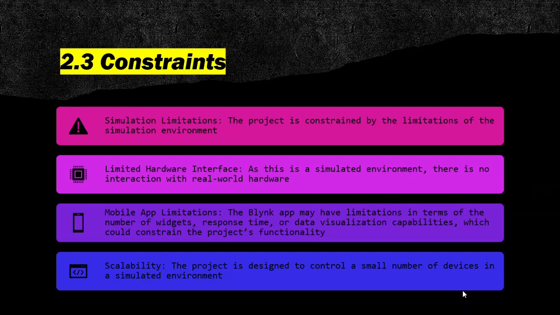Then we have mobile app limitations. Blynk IoT may have limitations in terms of number of widgets, response time, or data visualization that would constrain the project's functionality. Scalability, the project is designed to control a small number of devices in a simulated environment. So we are not moving into more devices. We are just seeing it with the three devices.